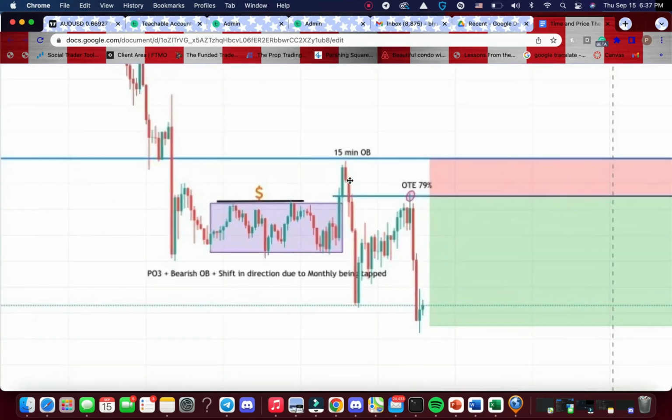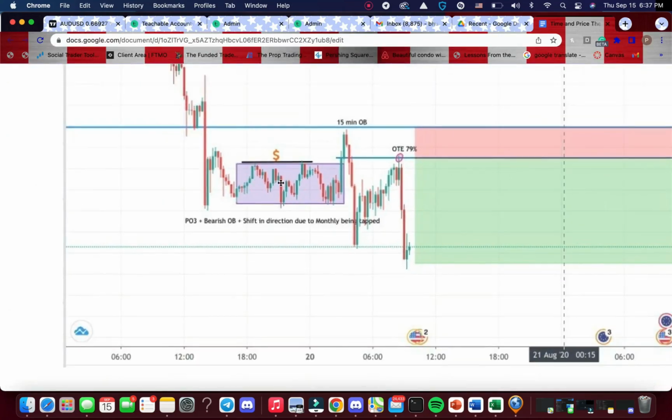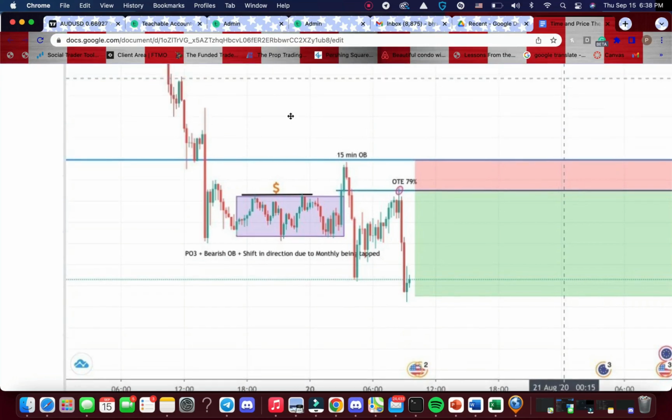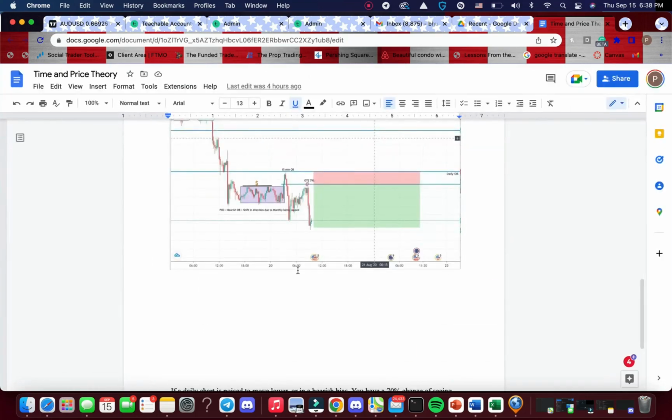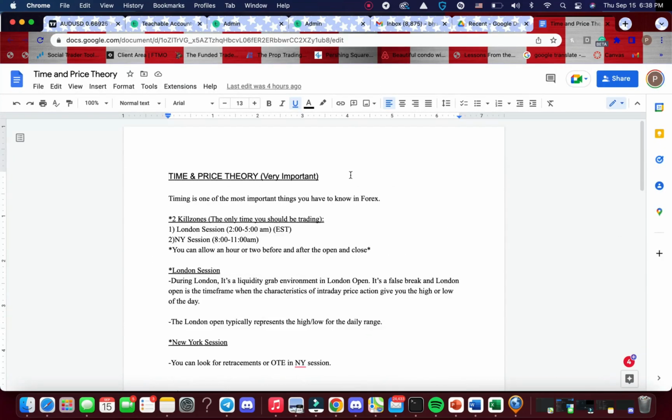So if we go back to this diagram, we can see how in Asian session price was consolidating, and then if this is the time zone 6 a.m. Eastern time, we can see around 3 a.m. price came up, grabbed all this liquidity, came to an order block and rejected nicely at 3 a.m. And then around 9 a.m. New York session, we can see we are at a retracement level, and that's what we look for in New York session, retracements. So that's all for time and price theory.